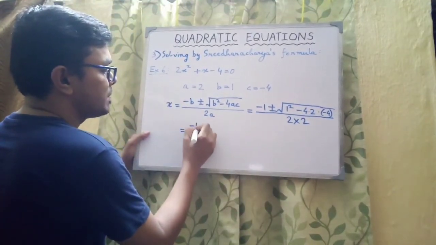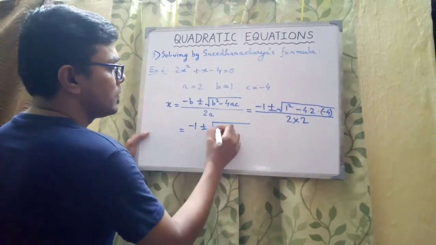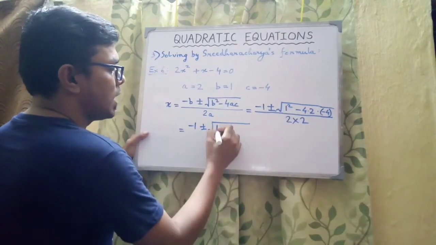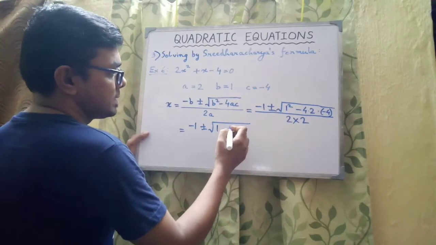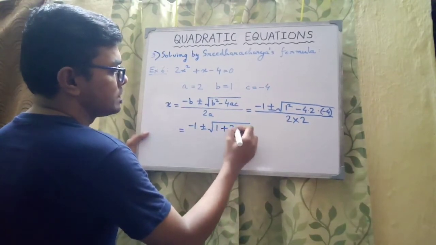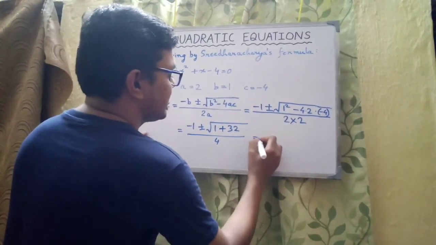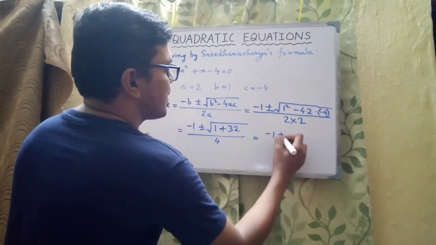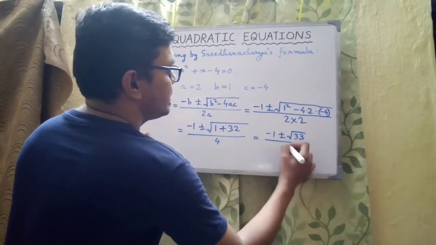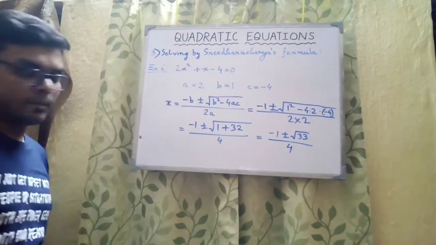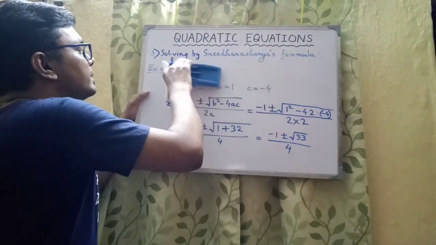Now we just evaluate. Minus 1 plus minus root over of 1 square, that is 1, minus 4 into 2 into minus 4, that is plus 32, and we have 4 in the denominator. That gives us minus 1 plus minus root over of 33 by 4. Okay, now I erase this part.